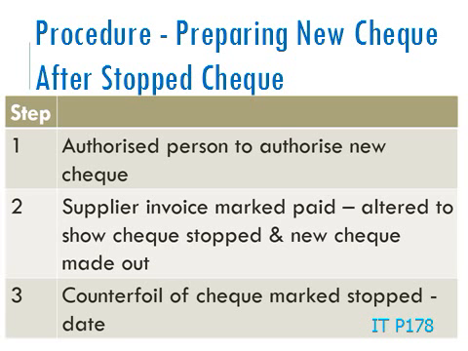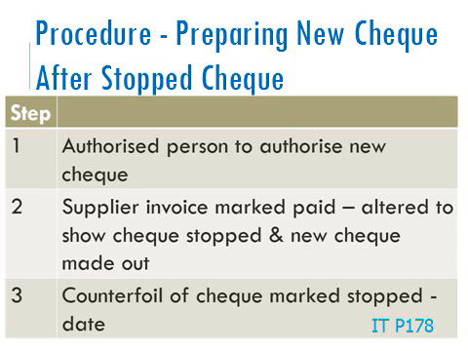Step 1. The new cheque needs to be authorized by an authorized person. That person may be the same person that signed the form instructing the bank to stop the previous cheque. Step 2. The supplier invoice that was paid with the stopped cheque and is marked paid, needs to be altered to show that the cheque that was used to pay the invoice was stopped, and the date and cheque number of the new cheque should be added to the supplier's invoice.